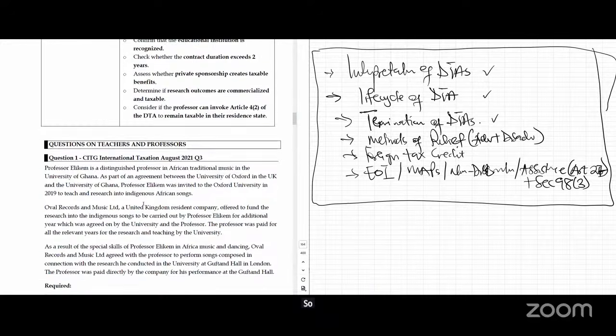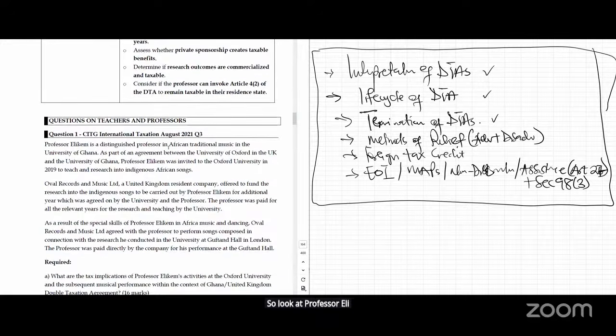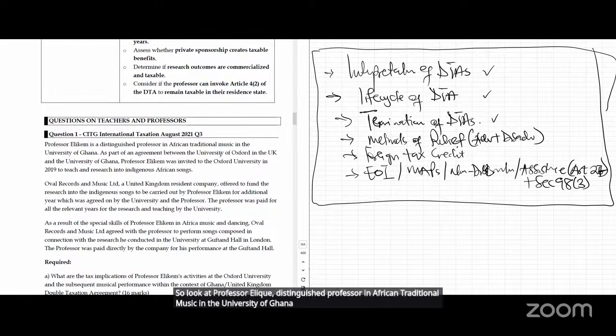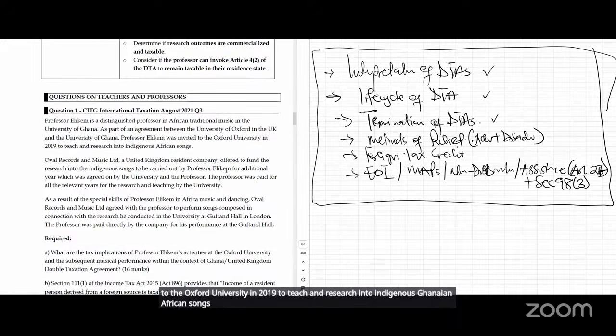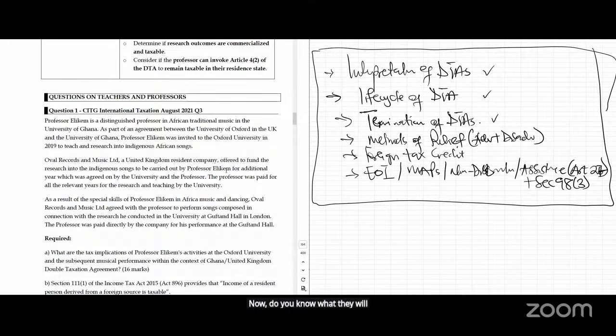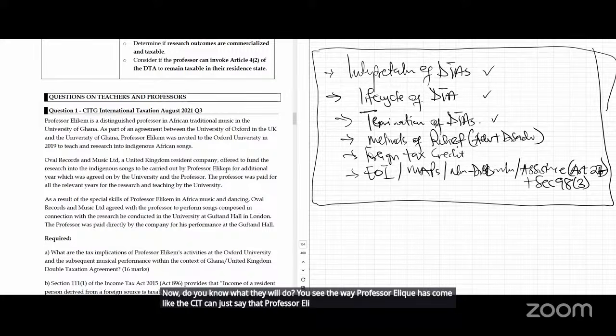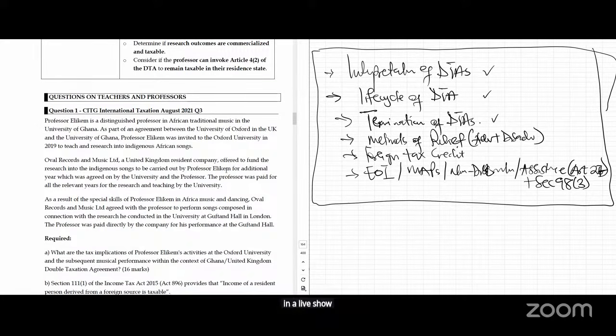So look at Professor Elikem, distinguished professor of African traditional music at the University of Ghana. As part of an agreement between the University of Oxford in the UK and the University of Ghana, Professor Elikem was invited to Oxford University in 2019 to teach and research indigenous Ghanaian African songs, right? Now, do you know what they would do? CIT can just say that Professor Elikem also went to sing in a live show in the UK. So you see they've mixed professor and musician together. Have you noticed?